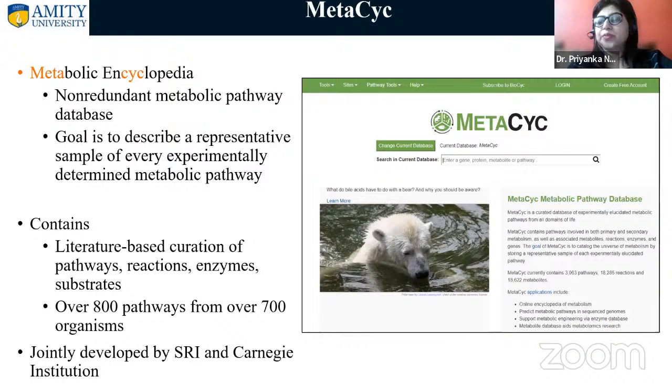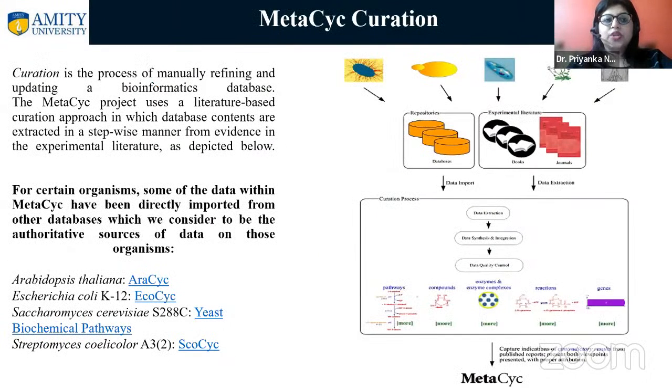It has a lot of information, again, present at the MetaCyc interface. You can find a gene, a protein, a metabolite, or a pathway, and once you click there, you will get more information on what you are looking for. So, curation is a process, as I told you, of manually refining and updating a bioinformatics database.